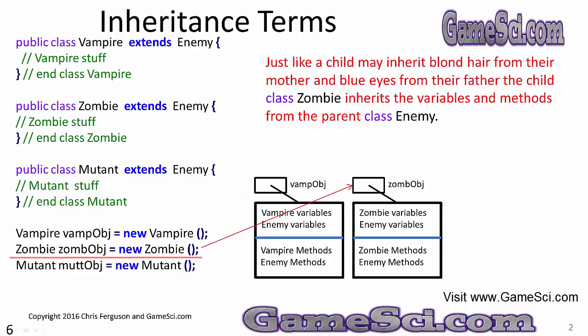Zombie zomObject = new Zombie(). Just like a child may inherit blonde hair from their mother and blue eyes from their father, class Zombie inherits the variables and methods from the parent class Enemy. Now, when I show you the picture of this zomObject, remember, it is a reference to the Zombie object. It's a Zombie object, so of course it's going to have the Zombie variables and the Zombie methods. But Zombie extends Enemy, so a Zombie object will also have Enemy variables and Enemy methods through inheritance.